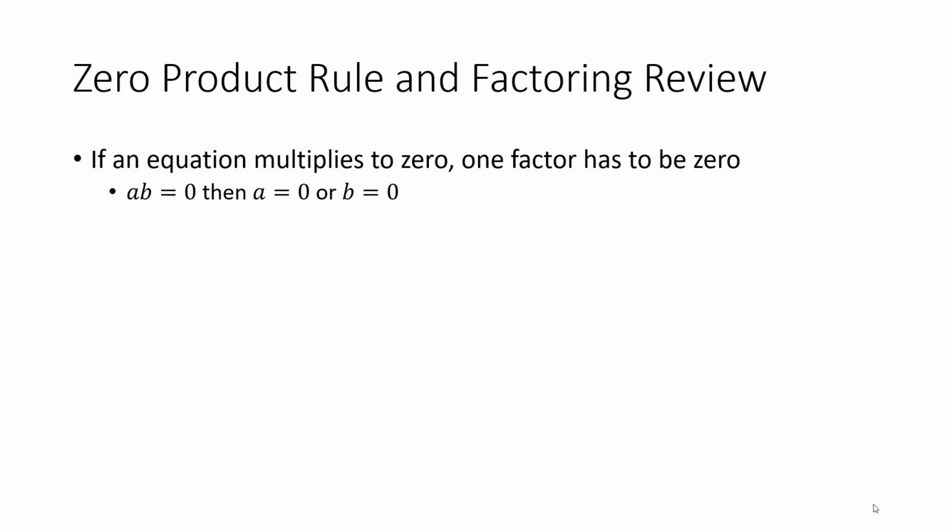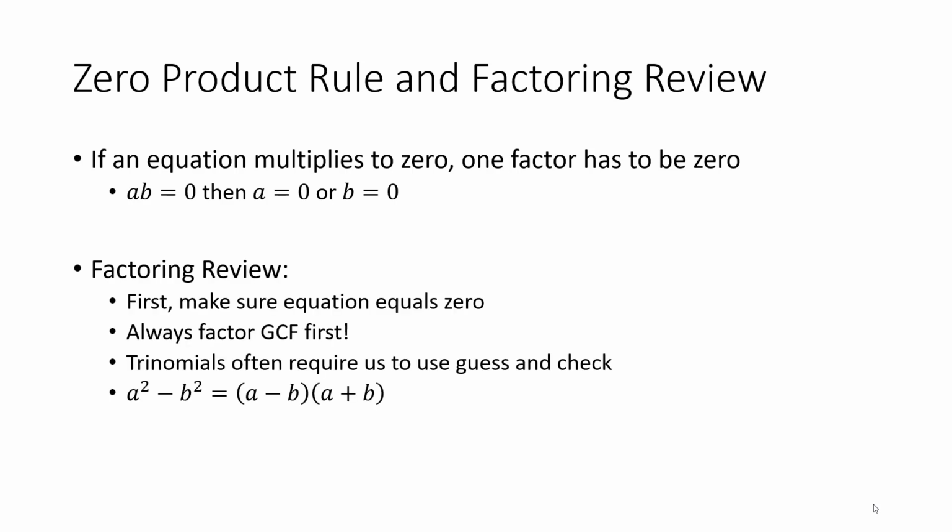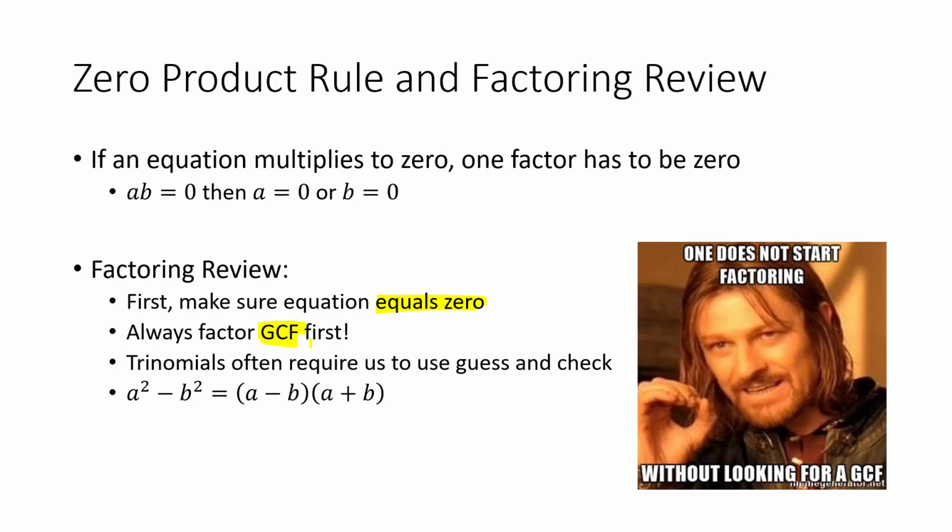The zero product rule says that if we're multiplying two things together, one of them has to be zero. So if we can factor a problem, we can find the answer by setting each factor equal to 0. So a quick review of our factoring. First, really important that our equation must equal 0 before we do anything else. Second, don't forget to look for the GCF first. One does not start factoring without looking for that GCF first.